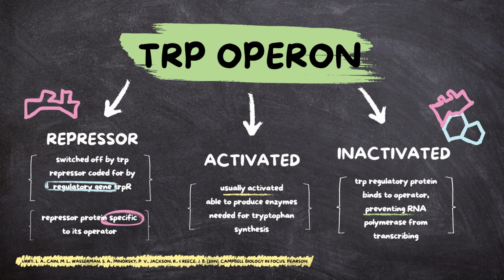A mutation of a regulatory gene can result in the repressor not being produced correctly, and the TRP operon is unable to become inactivated. This could result in an overproduction of tryptophan. On the contrary, a loss of a promoter on the operon could prevent tryptophan from being synthesized at all. This is because RNA polymerase is unable to transcribe the mRNA needed to code for the enzymes needed in tryptophan synthesis.